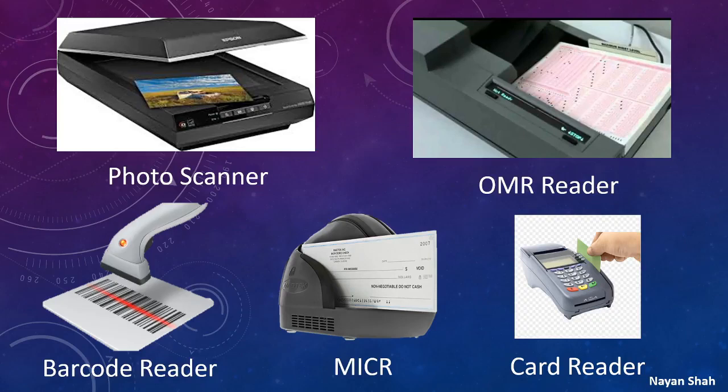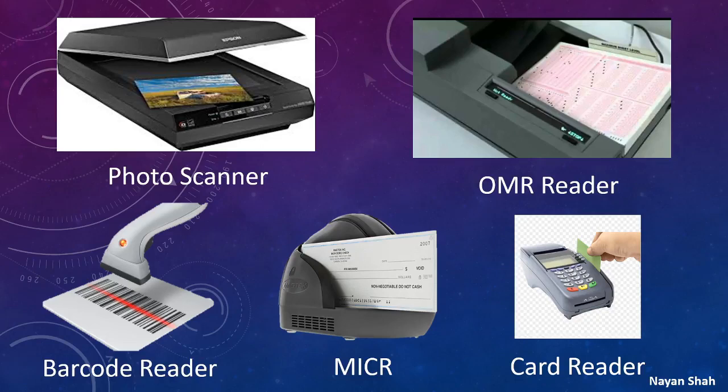Barcode reader you would have seen at many shopping malls. MICR, we call MICR check. Nowadays a check comes with a specific kind of characters written at the bottom of the check. That is called magnetic ink character recognition, through which a machine can identify whether this check is valid or not. Card reader also you would have seen at shopping malls. Credit card or debit card, either you swipe it or you insert it, or there is even a Wi-Fi enabled one. So that is also very interesting to know about card reader. But all these are different types of input devices.